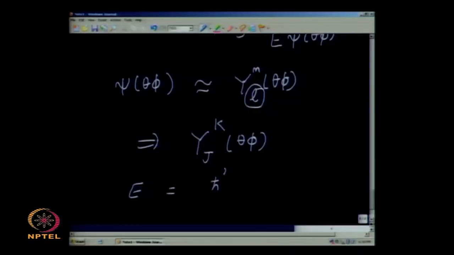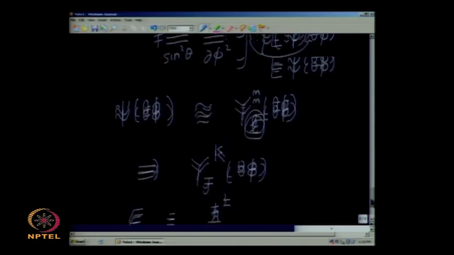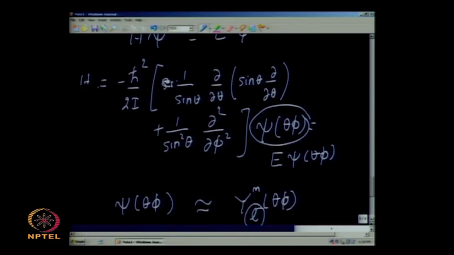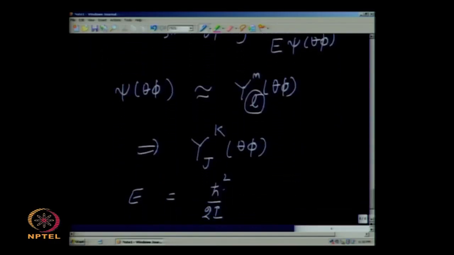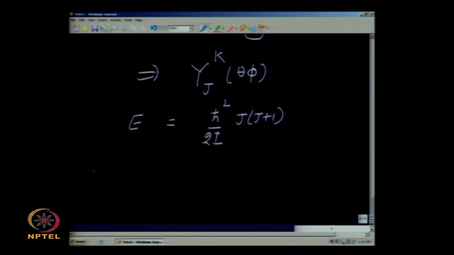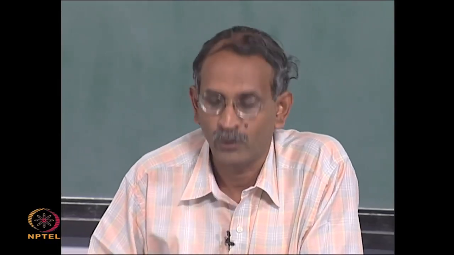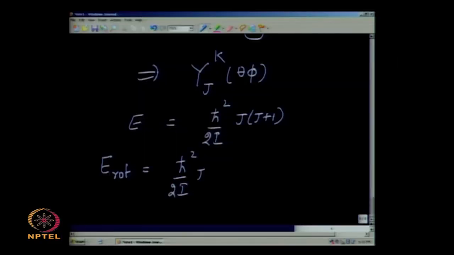This also tells you immediately what should be the value of the energy. You remember that there is a h bar square by 2I, which is there on the left hand side here. H psi is equal to E psi gives you, earlier it gave you l into l plus 1, now you will get j into j plus 1, which is the quantum number associated with the rotational motion, and therefore what you have is h bar square by 2I times j into j plus 1 is the rotational kinetic energy associated with the diatomic molecule. E rotational, there is no potential energy here, we are only worried about the rigid body motion. The rotational kinetic energy is the total energy of the rotating diatomic molecule. Therefore, E rotation is now given by h bar square by 2I into j into j plus 1.